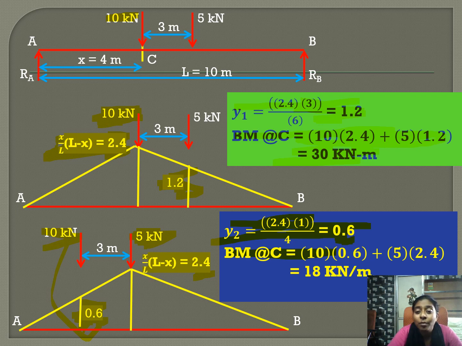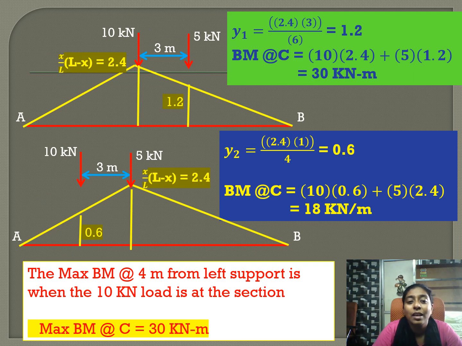By comparing both, we find that the first case has the maximum bending moment. That means the maximum bending moment at 4 meter from the left support is when the 10 kilonewton load is placed at the section, and the maximum bending moment at C is equal to 30 kilonewton meter.